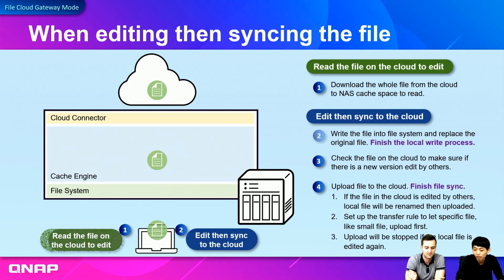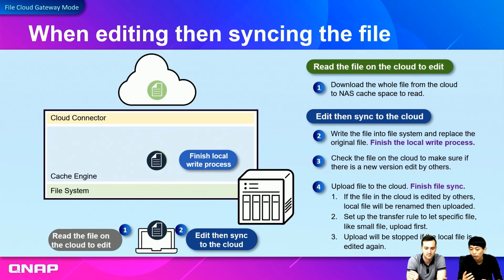Next, after downloading and reading it, after we edit it and want to sync to the cloud again, we will write to the NAS. After it overrides the original cache file, we finish the local write process for our PC. Next, the NAS will help us upload this file to the cloud. And before uploading to the cloud, we will check if the file on the cloud has another new version, because the data might be accessed by another person or by another device.